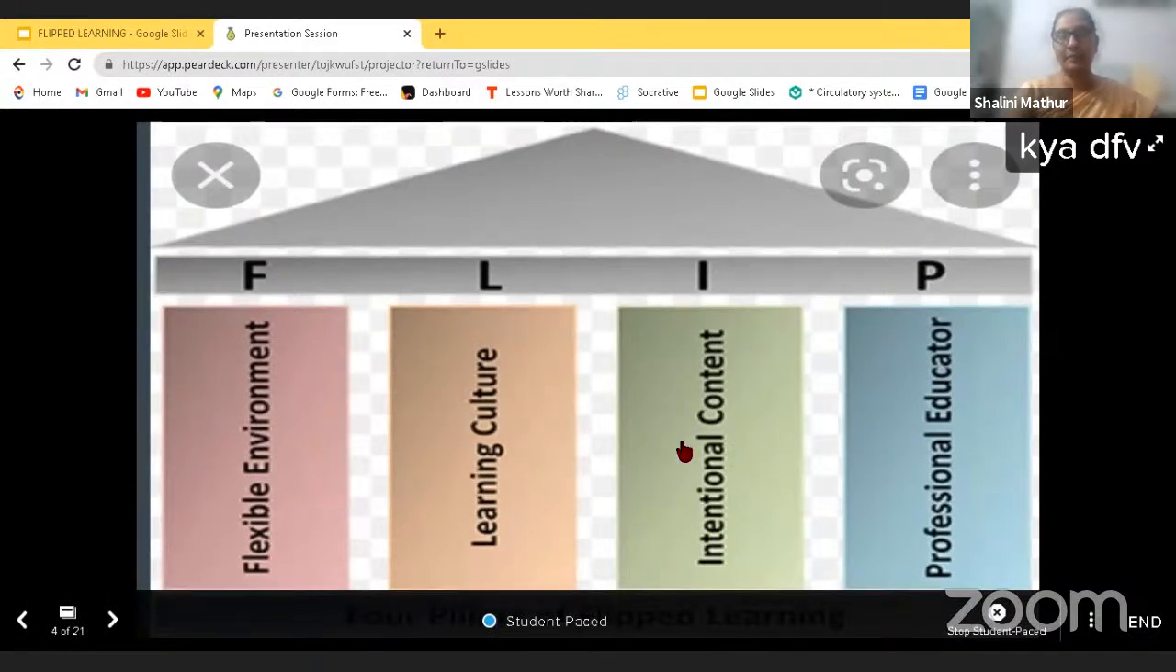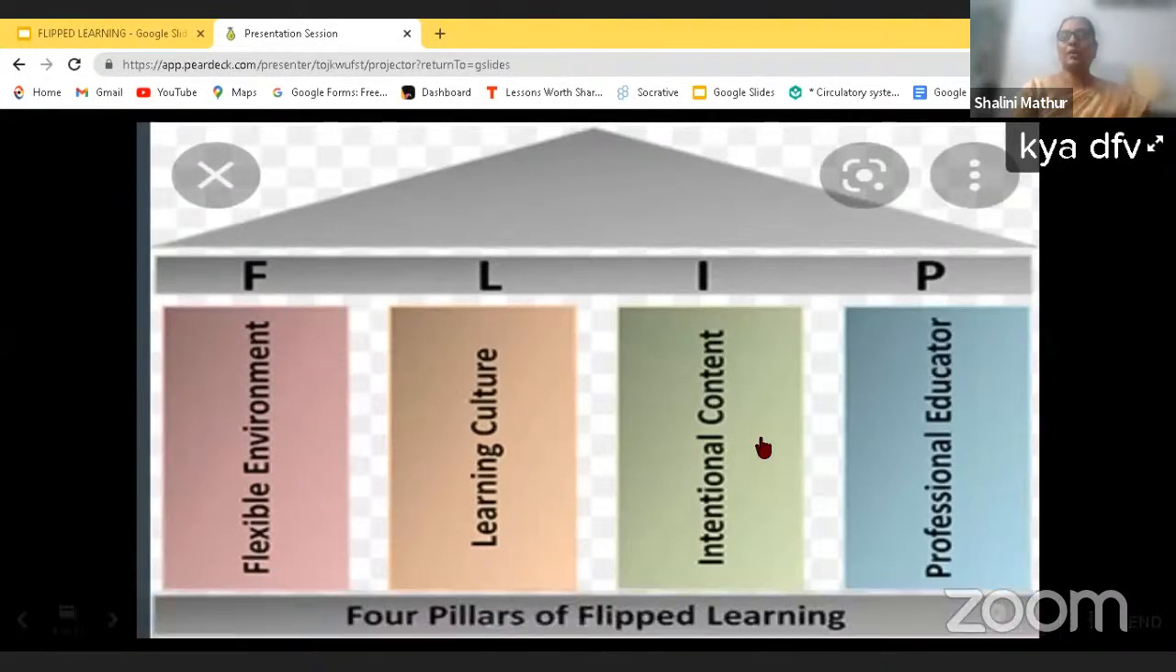International content. Now international content, that means you can connect these students because we are using so many platforms, so many edtech tools where the students will be on the international platform and they are going to be exposed to the globe. So this flip learning is going to help us to deliver the international content at the same time.